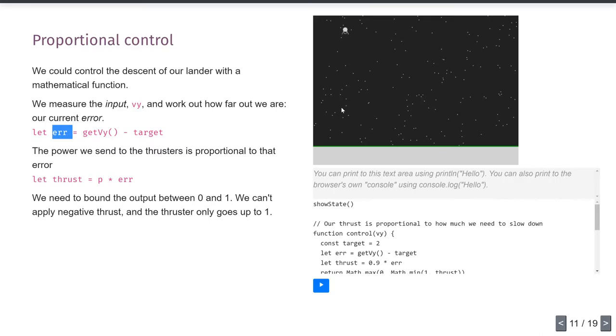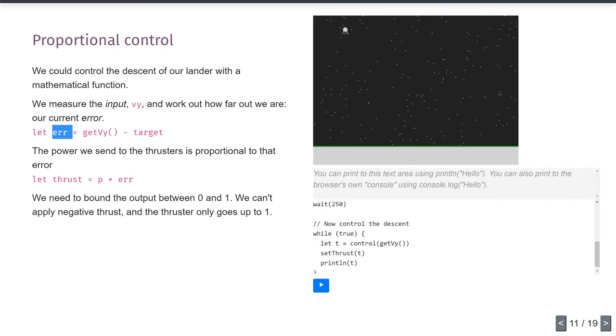And so in proportional control, what we could do is say, well, we are going to set our thrusters proportional to that error. If we're going too slowly, well, we can't do negative thrust with that main thruster, so we'll just let gravity do the work for us. But if we are going too fast, then we will set our thruster proportional on how fast we're going.